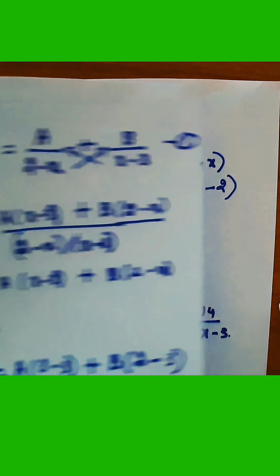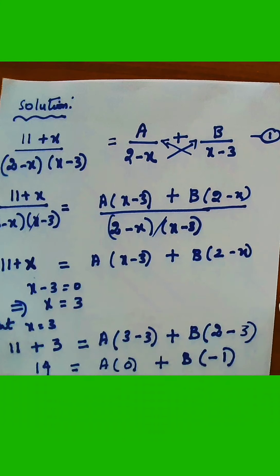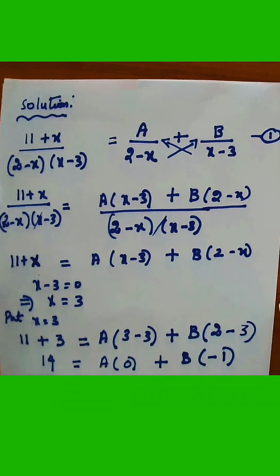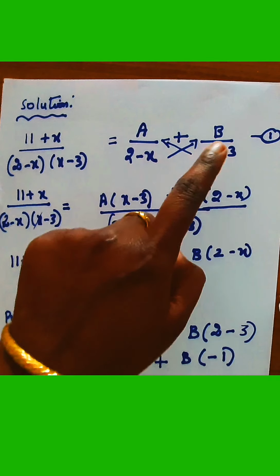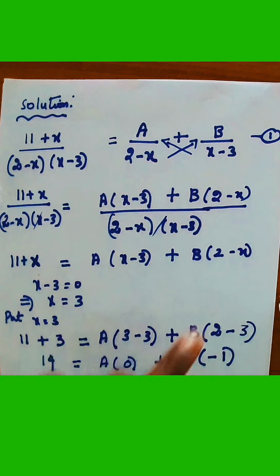So what is the question? You have to resolve the following into partial fractions. So this is the given fraction, 11 plus x divided by 2 minus x times x minus 3. It's a proper fraction because the numerator degree is less than the denominator degree. I can write this as a divided by 2 minus x plus b divided by x minus 3. Take it as equation 1.